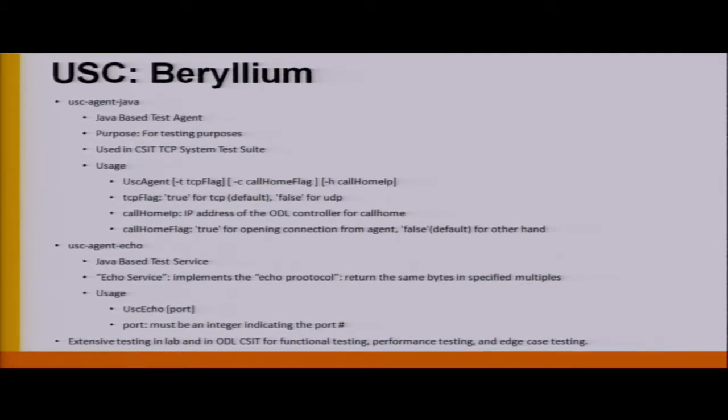So with USC agent, you can provide it with 3 flags: TCP flag, call home flag, call home IP. The TCP flag is true by default, being TCP, false if it's UDP. We also offer a call home flag and a call home IP for you to specify if the agent should initiate the connection to your controller.